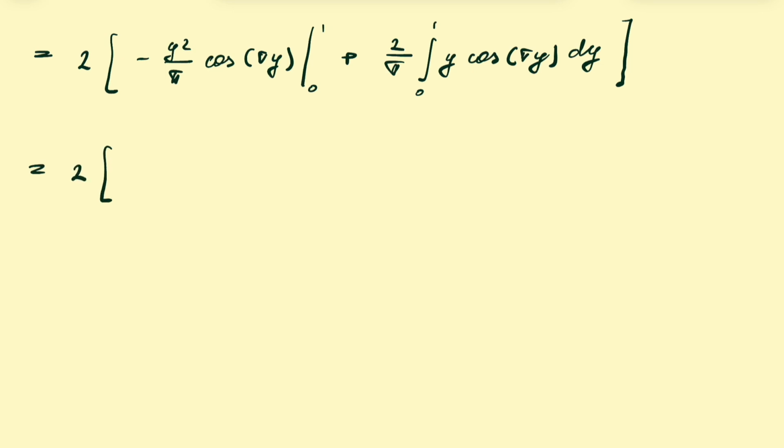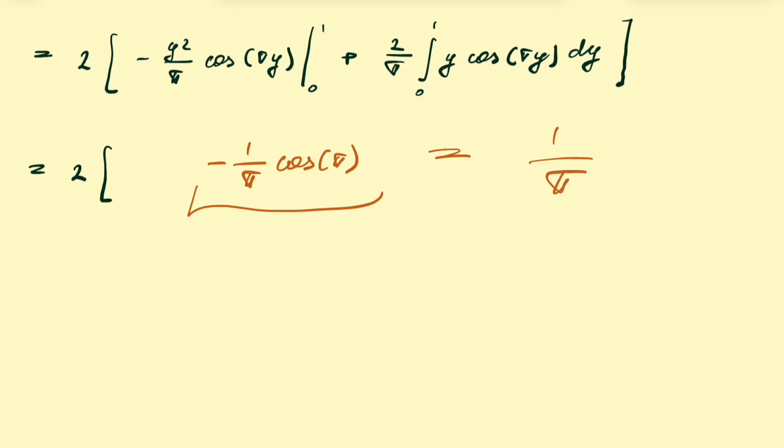It's 2 times, if you put 1, we will have minus 1 over pi times cosine of pi minus 1, well, 0 now. 0, yeah, it will disappear, so we only have minus 1 over pi times cosine of pi. Cosine of pi is minus 1, right? So we'll have just 1 over pi. Yeah, for this expression we have 1 over pi.